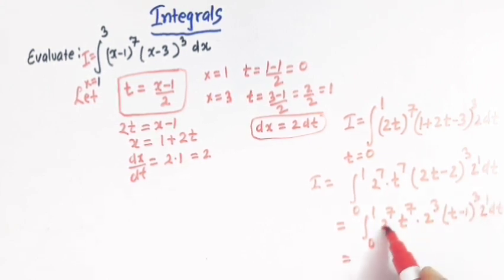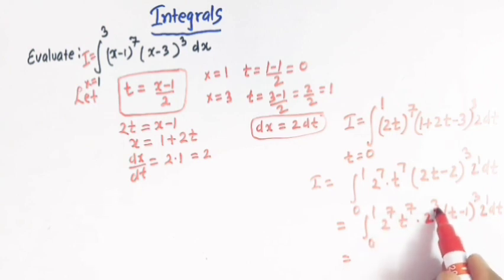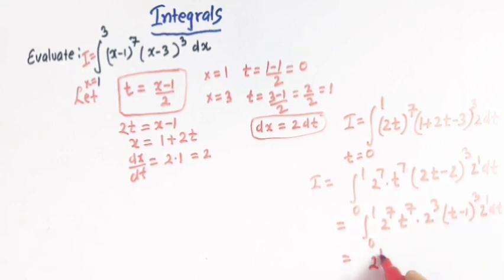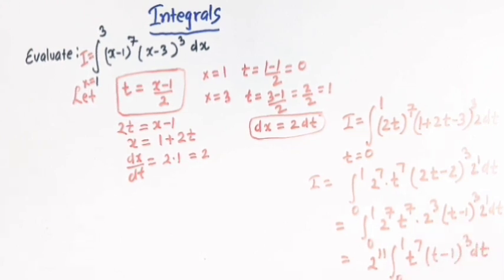So now we have 2 raised to 7, 7 plus 3 is 10, and 10 plus 1 is 11, right? So we can take 2 raised to 11 outside the integral. We have 0 to 1, t raised to 7, and here we have (t minus 1) raised to 3, and here we have dt.